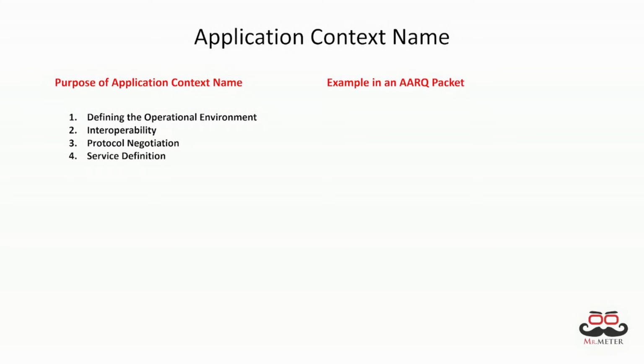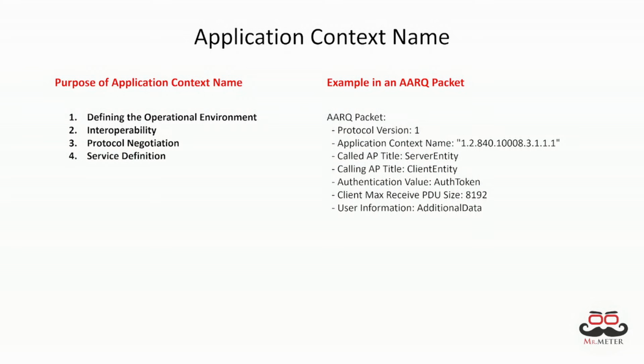Example in an AARQ packet. Here's how the application context name might be represented in an AARQ packet. In this example, the application context name, the one that you see, 128.84.0 and so on, represents a specific application context. In DICOM, for instance, this might refer to a particular service class for image storage or retrieval.